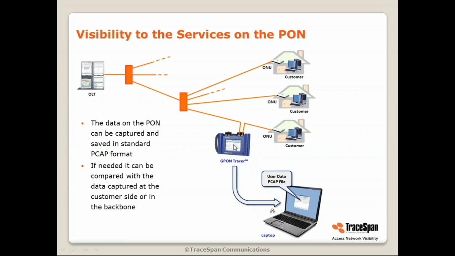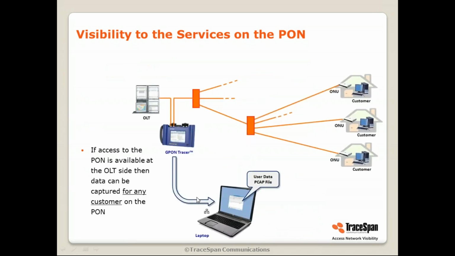This is done by connecting the GPON tracer to a laptop and running an application which can extract the data. In a similar way, you can connect it at the OLT side, and then you can select any of the customers on the PON, any of the ONUs or ONTs, and see the PCAP file of the user data for that point, and then again allow you to troubleshoot any of the service for any of the customers. The advantage of doing it here is that you don't need to send someone out to the customer side. You can do it from one central point.